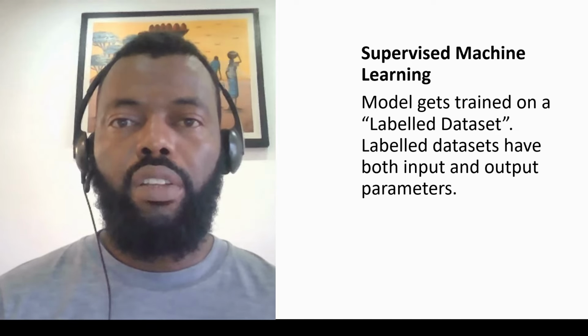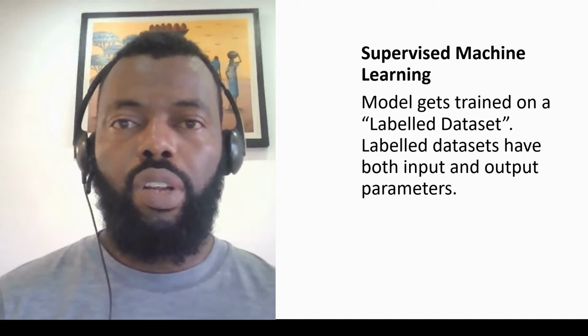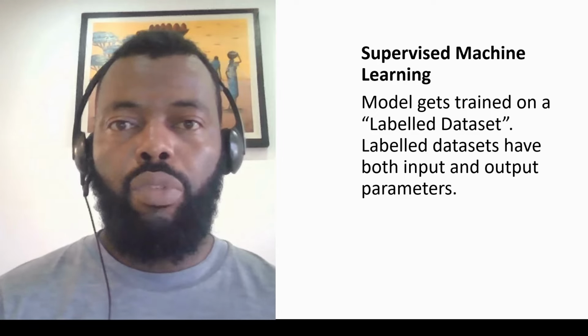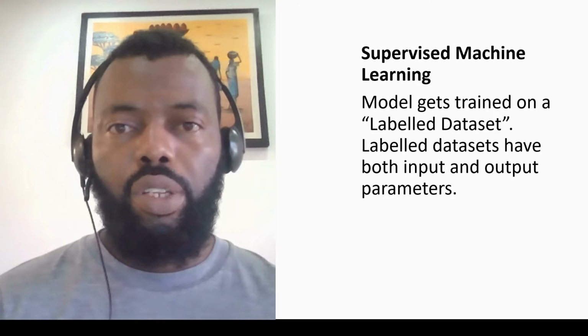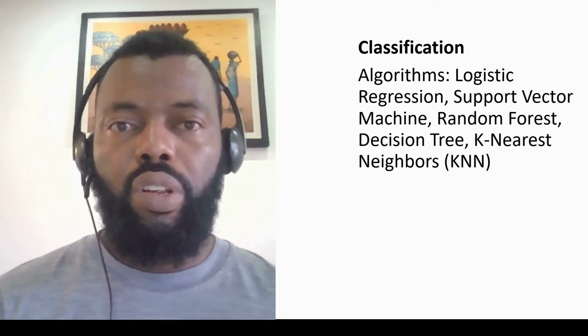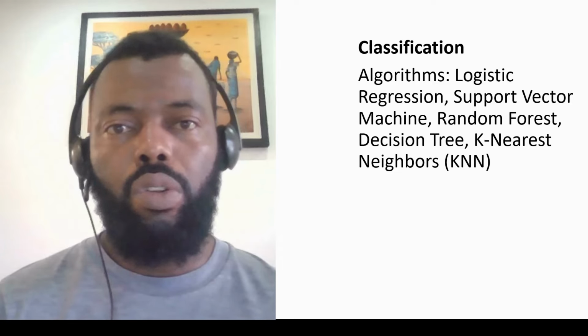Supervised machine learning is when a model gets trained on a labeled dataset. A labeled dataset has both input and output parameters. Here, the algorithm learns to map between inputs and the correct output so that it can predict the output of a new input. There are two main categories: classification and regression. Classification, for example, we can classify a mail as spam or not.